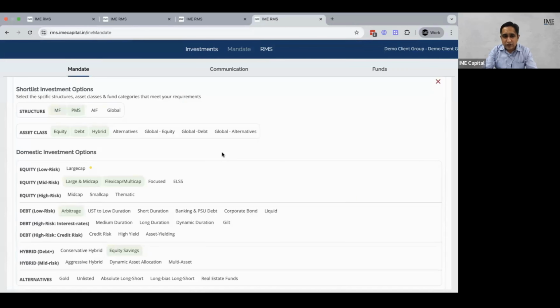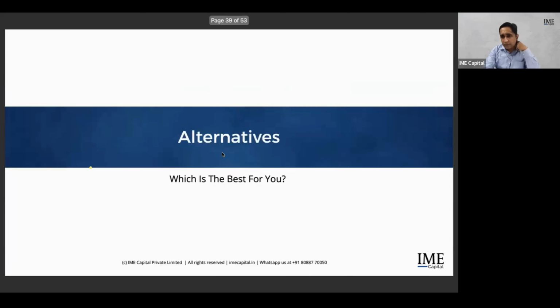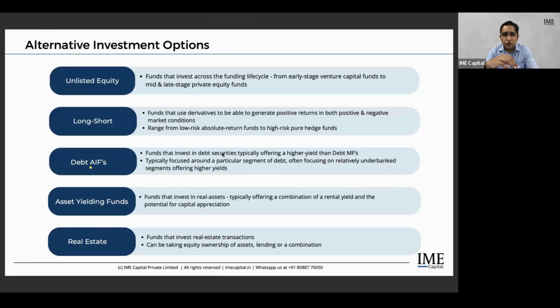So that's the kind of choice of a structure. Now, there are also a very large amount of alternative investment options. Investors can choose between unlisted equities, long short funds, debt AIFs, asset yielding funds, real estate funds. Most of these alternatives only open up to investors at a minimum investment of 1 crore and above. And these also are a lot more sophisticated in terms of the level of complexity and the relative risk reward.